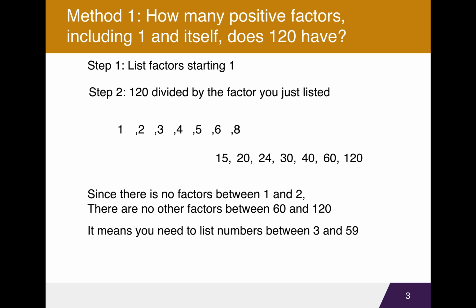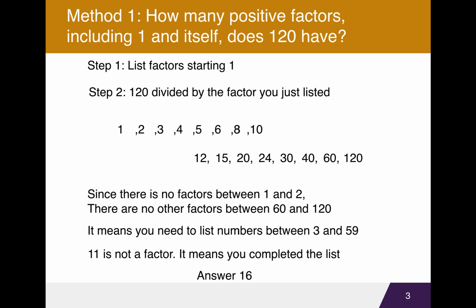And for the next one, 9 is not a factor, so the next one is 10. 120 divided by 10 equals 12. And then 11 is not a factor. It means that you completed the list. And then you count those factors. The answer is 16 factors.